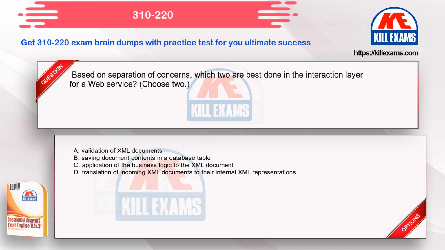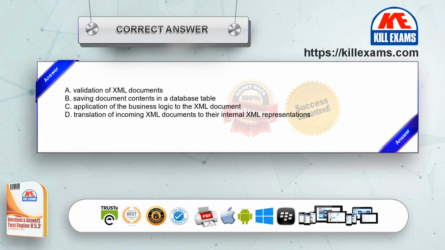Based on separation of concerns, which two are best done in the interaction layer for a web service? Choose 2. Option A. Validation of XML documents. Option B. Saving document contents in a database table. Option C. Application of the business logic to the XML document. Option D. Translation of incoming XML documents to their internal XML representations. The correct answer is option A, D.